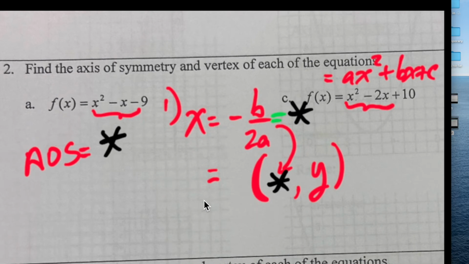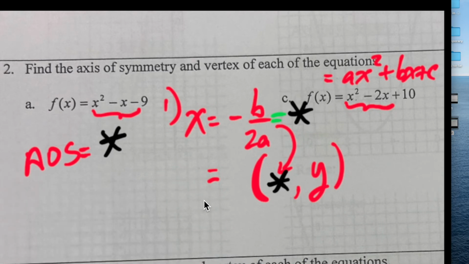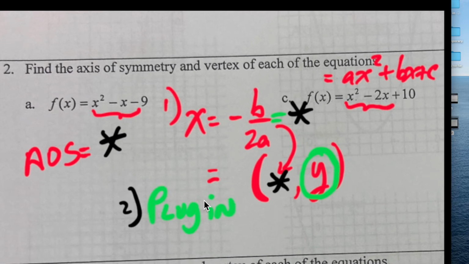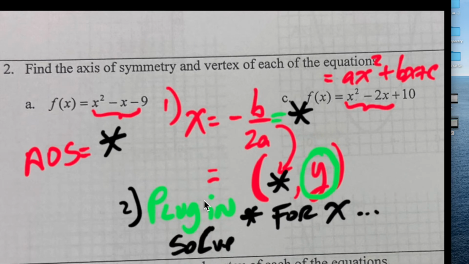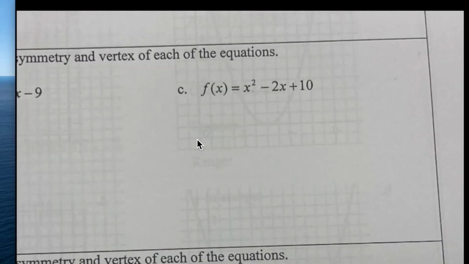Now, how do we get the y value? To get the y value, step 2 is to find the y value of the vertex. Let's do that in green. To get that, you plug in the asterisk, whatever that x value is, for x, and then you solve for y. And whatever that y value is, that is the y value of the vertex. Okay, let's now proceed and do part C.